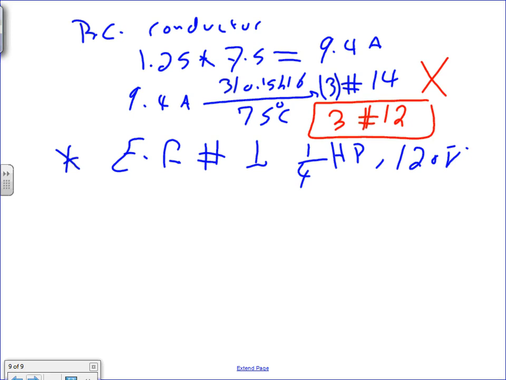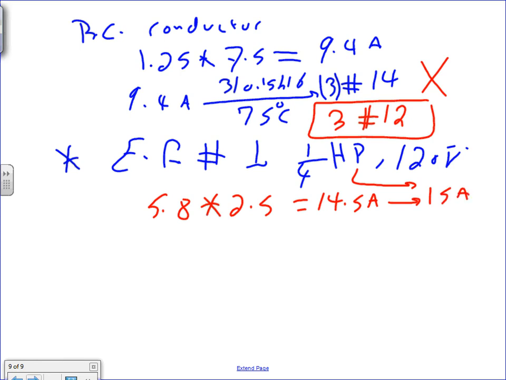You can do the same calculation, guys. The quarter is 5.8, as a matter of fact. So you take 5.8 times 2.5. The 5.8 is the full load current. I'm doing it right away here. 5.8 times 2.5 equals 14.5 amps. You go to the next standard, which is what? 15 amp. I personally wouldn't put a 15 amp. I know this is almost kind of violating the code here. It's a 15 amp circuit breaker. I usually throw a 20 amp circuit there.